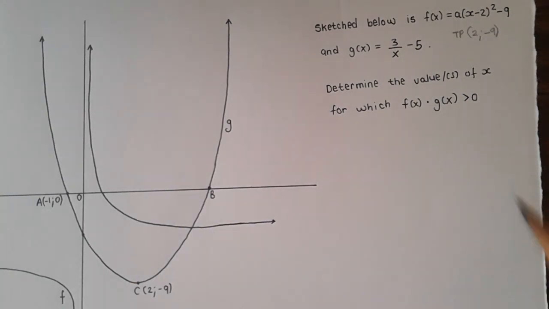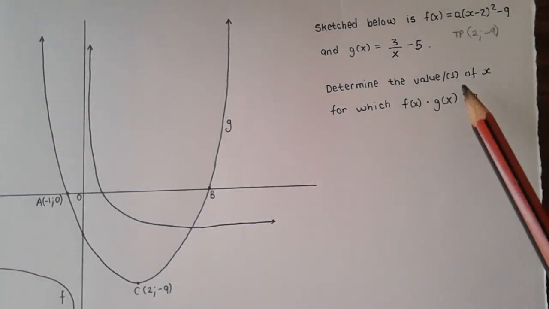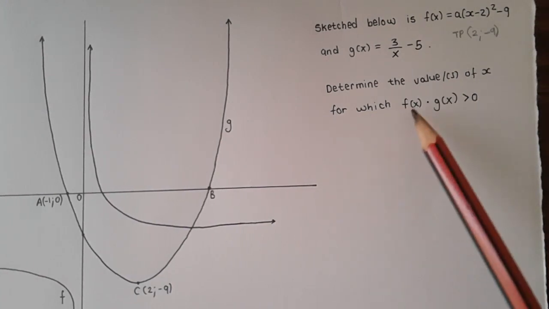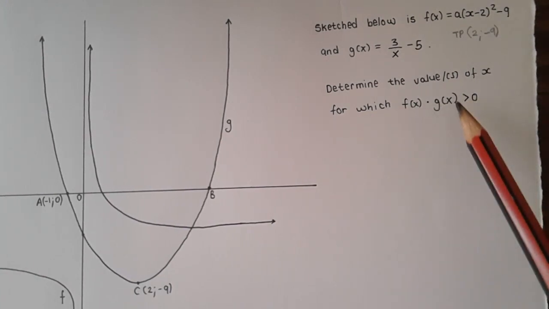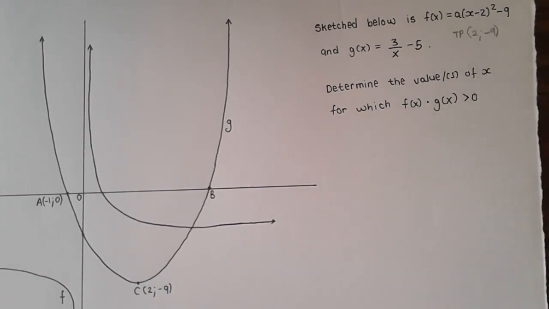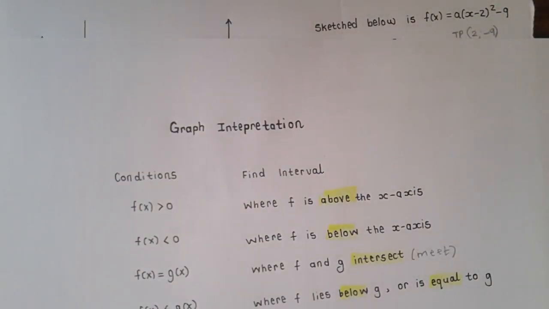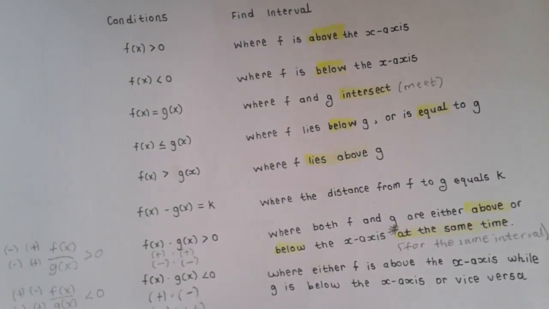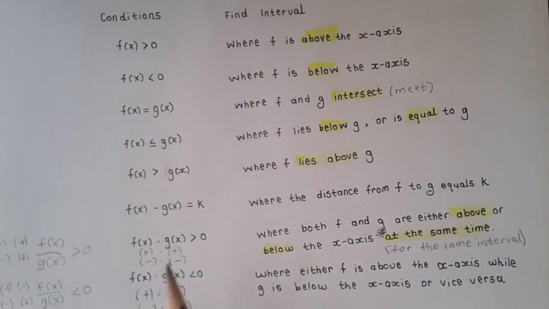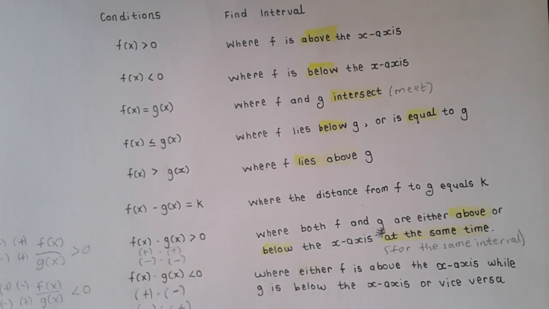Now the question is: determine the value or values of x for which f of x times g of x is greater than 0. That brings us back to our conditions, similar to what we just solved. We are looking at this situation yet again.